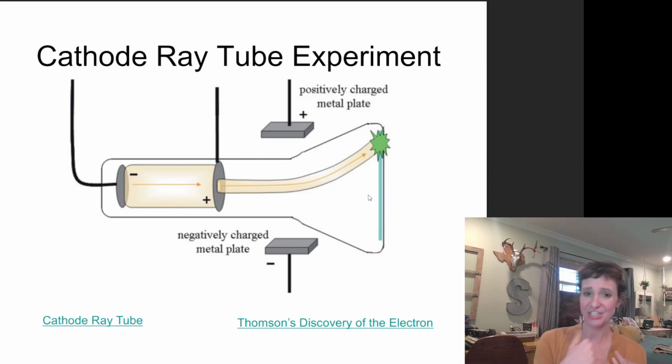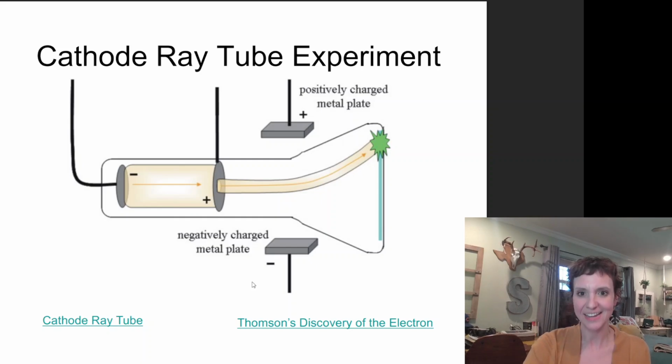So what Thomson actually did is that he put on one side of the cathode ray tube a positively charged metal plate, and on the other side of the cathode ray tube, he put a negatively charged metal plate. So when he excited these gas particles and he had a beam of light running through, he noticed that those gas particles lifted up towards the positive plate.